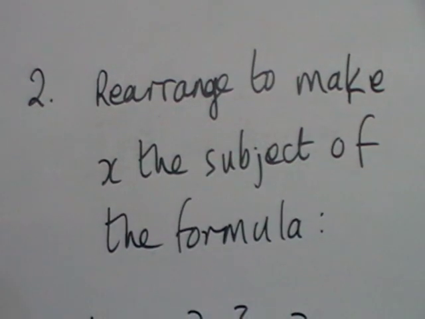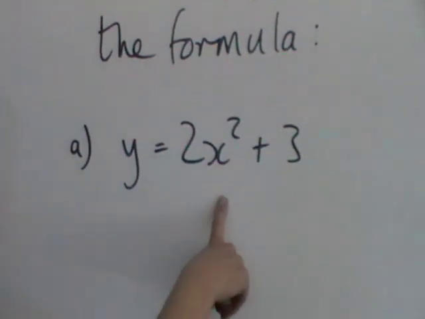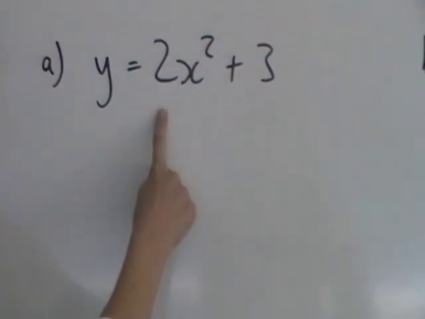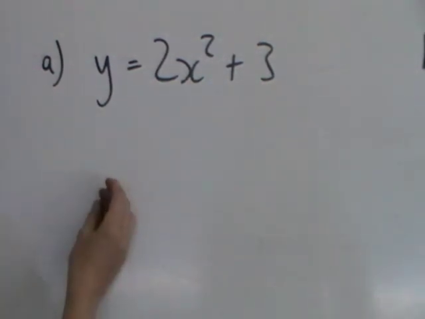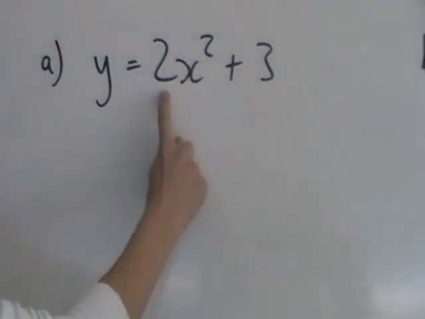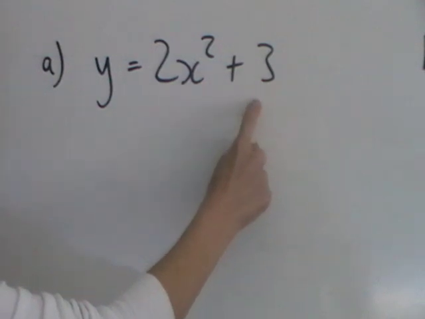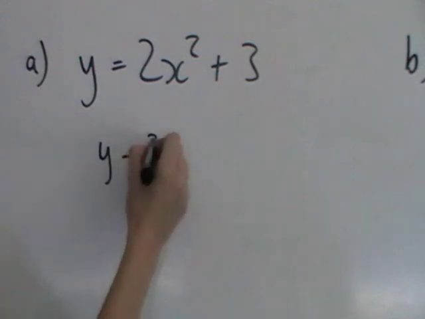Okay, so we need to rearrange these, so instead of having y equals, we want to have x is equal to. So at the minute, the x is being squared, then multiplied by 2, and then we add the 3. So when we undo a formula, we do everything in reverse order. So the square was first, then we multiplied by 2, and then we added the 3. So this is the bit we're going to remove first. So when that comes over to the side, you subtract the 3.